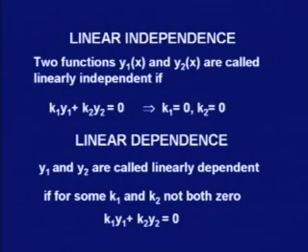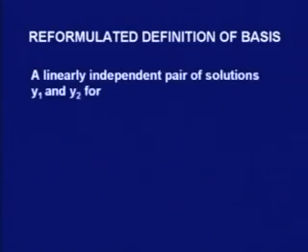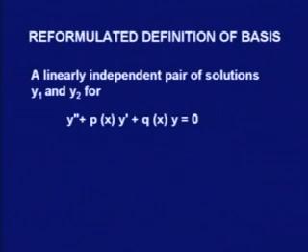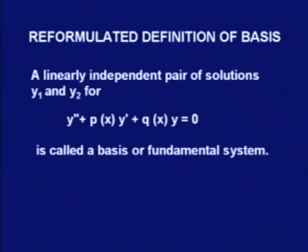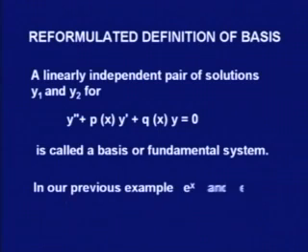So, let us reformulate our definition of basis or the fundamental system. A linearly independent pair of solutions y1 and y2 for the differential equation y'' + p(x) y' + q(x) y = 0 is called a basis or fundamental system. So, the basis or fundamental system is linearly independent solutions of the second order differential equation. So, in our previous example, e^x and e^(-x) form the basis, or they are the fundamental system.